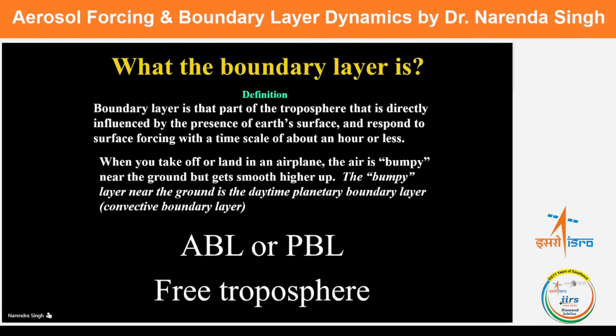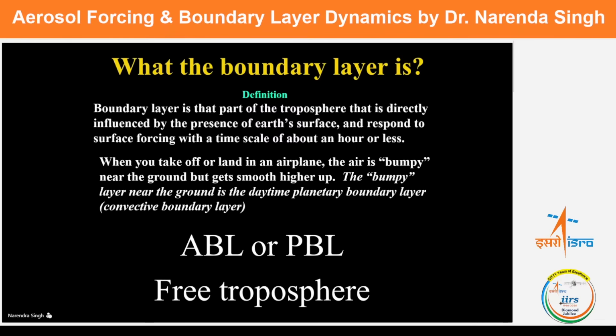And then free troposphere. So the highest level that this mixing in response to the solar radiation can achieve is basically the mixing depth, or the planetary boundary layer, or the convective boundary layer, or atmospheric boundary layer. But beyond that, the region of the atmosphere is called the free troposphere, because this is a tropospheric phenomenon. Everything happens in the troposphere. So the troposphere gets divided into two parts. One is the planetary boundary layer, and the part above that is basically the free troposphere.